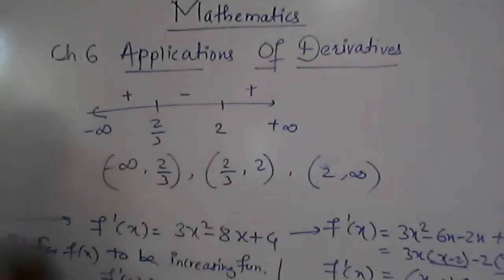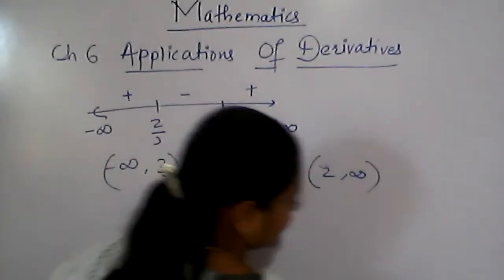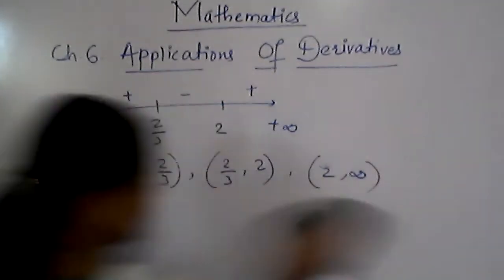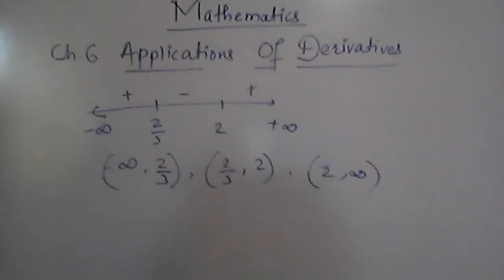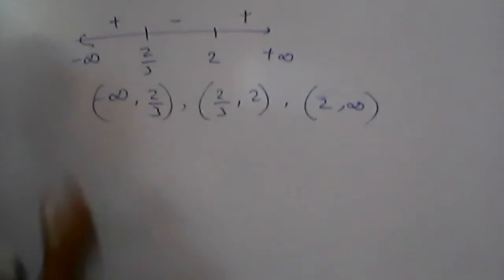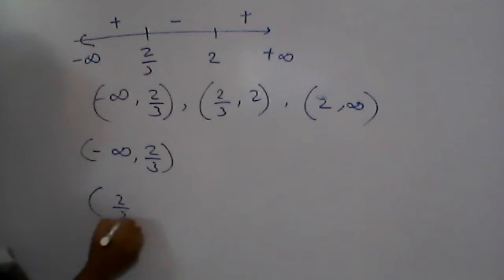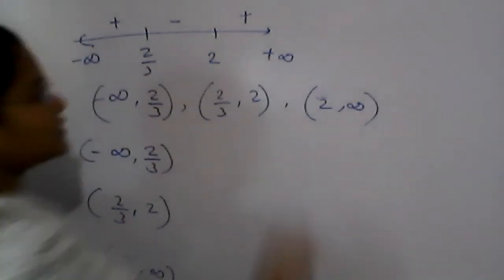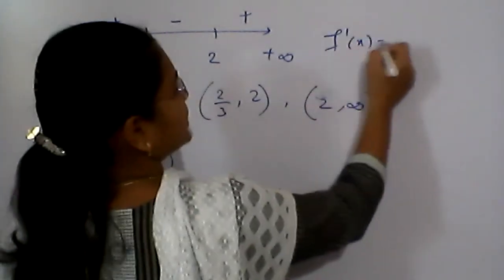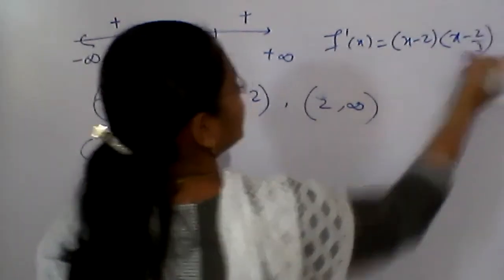Now we'll draw the columns, one for intervals and one for sign. Suppose we have these intervals: minus infinity to 2 by 3, 2 by 3 to 2, and 2 to infinity. And simultaneously you should know f dash x also here. What is f dash x? It is x minus 2 times x minus 2 by 3.